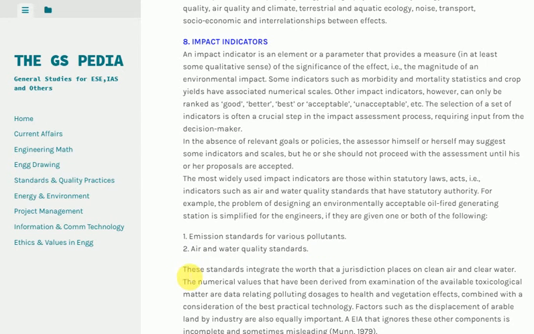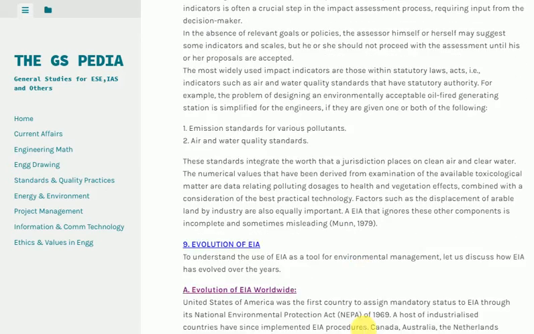These standards integrate the worth that a jurisdiction places on clean air and clear water. The numerical values have been derived from examination of the available toxicological data relating polluting dosages to health and vegetation effects, combined with a consideration of the best practical technology. Factors such as the displacement of arable land by industry are also equally important. An EIA that ignores these other components is incomplete and sometimes misleading. Munn, 1979.